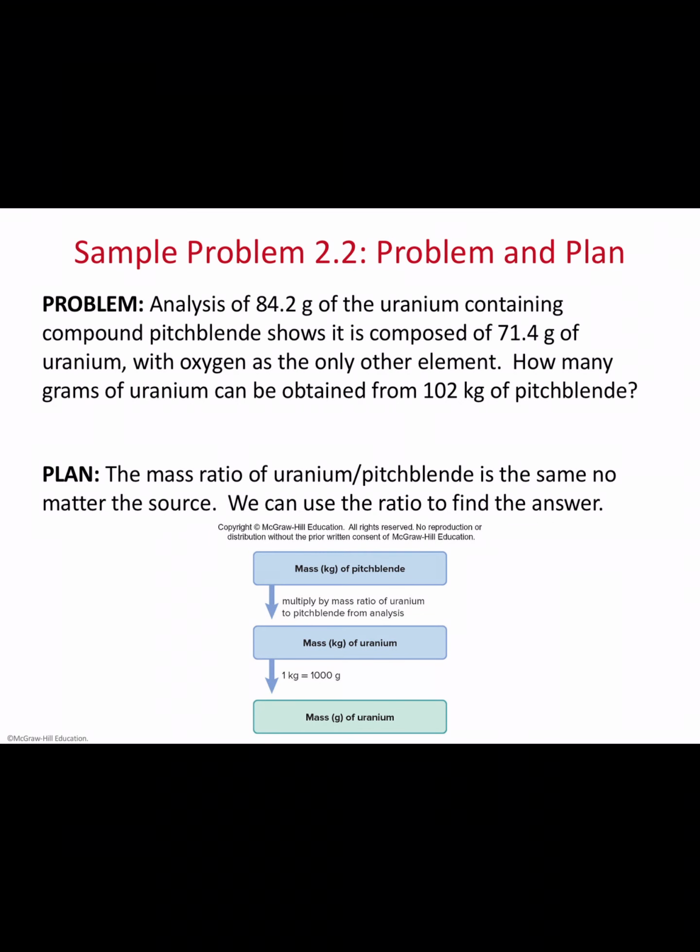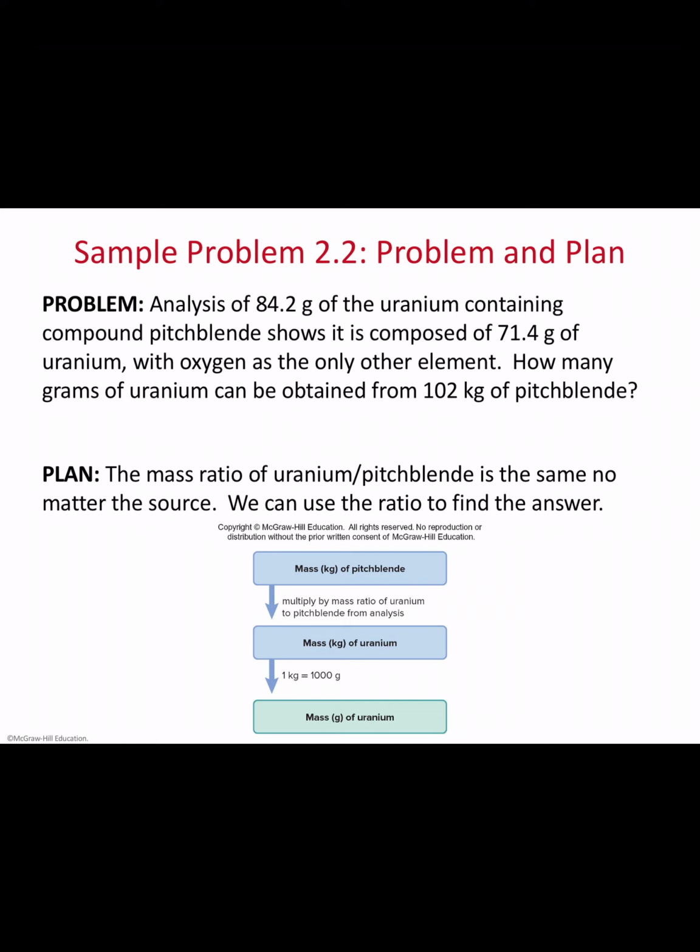Okay, analysis of 84.2 gram of uranium containing compound pitch blend shows it is composed of 71.4 gram of uranium with oxygen as the only other element. How many grams of uranium can be obtained from 102 kilogram of pitch blend? Okay. So it is asking, if you have 102 kilogram of pitch blend, how many grams of uranium are there?